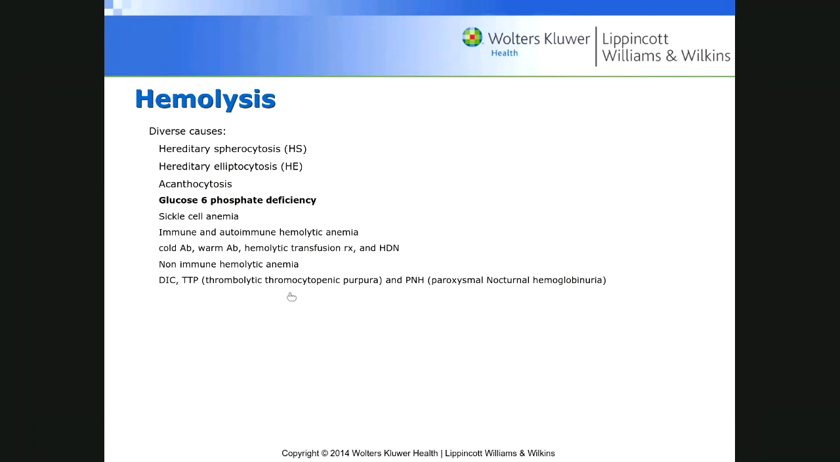You can also see PNH, paroxysmal nocturnal hemoglobinuria. Paroxysmal means sudden, nocturnal means usually at night. This is usually a defect in one of the anchoring proteins in the red blood cell plasma membrane, and if it's defective, the cell basically gets destroyed.